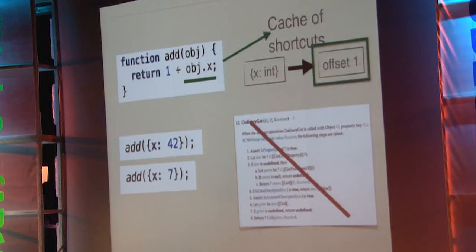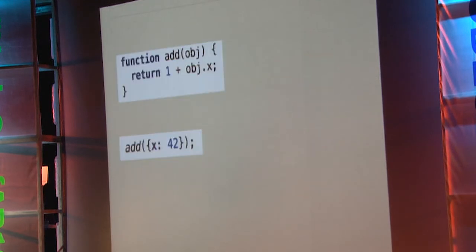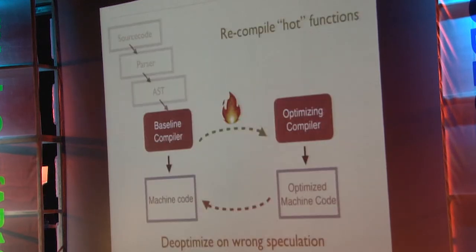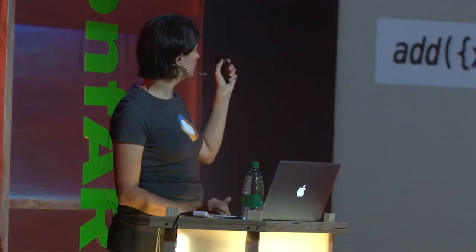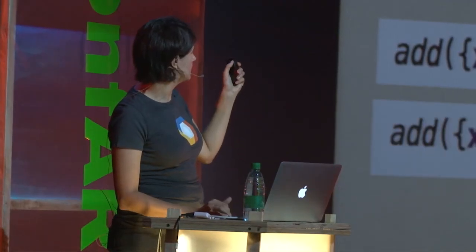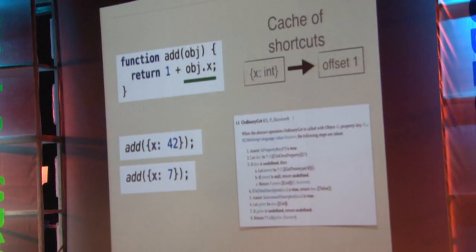And we associate the cache with that particular call site of the property lookup. So every little dot in your source code probably has its own cache of shortcuts.